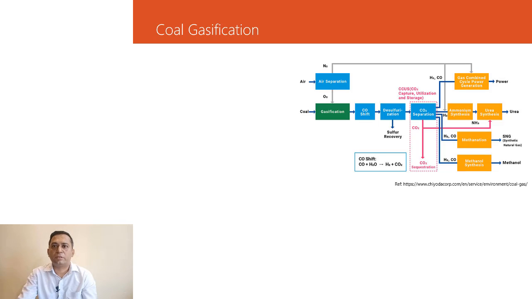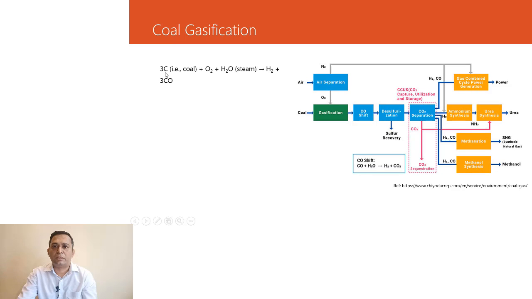The first chemical equation is carbon along with oxygen and water or steam converts into hydrogen and carbon monoxide, that is CO. In the second stage, where there is a CO shift, that is CO plus H2O will give us CO2 and H2. Here, CO2 separation will be done in a separate unit, as you can see in the diagram, and H2 will be used in different processes.